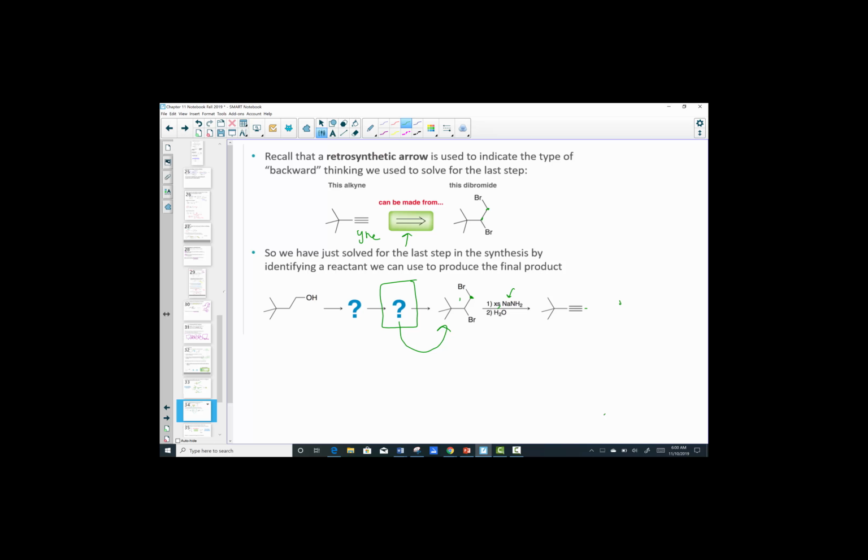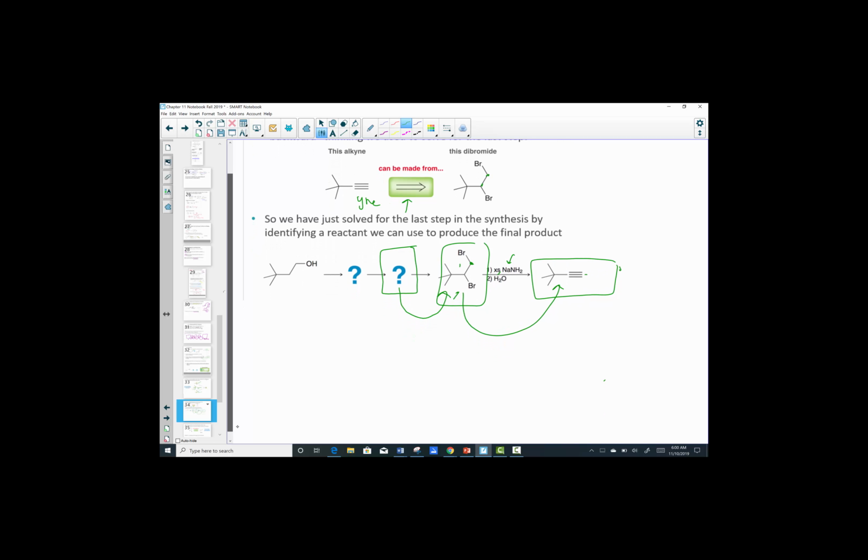See the pattern? I started with this and I said, how can I make it? How can I take something and convert it into an alkyne? And that brought me into my chapter 9 chemistry, and we've decided that I can turn a dihalide into an alkyne by using these reagents, sodium amide and water. Now, how can I make a vicinal dihalide? What can I do to get that accomplished? And that's where you have to challenge yourself to think about your toolbox.